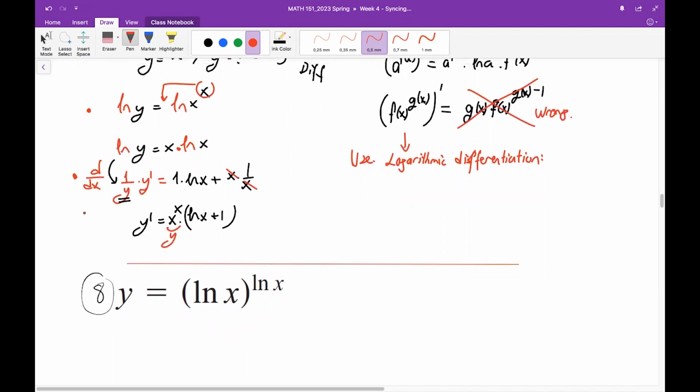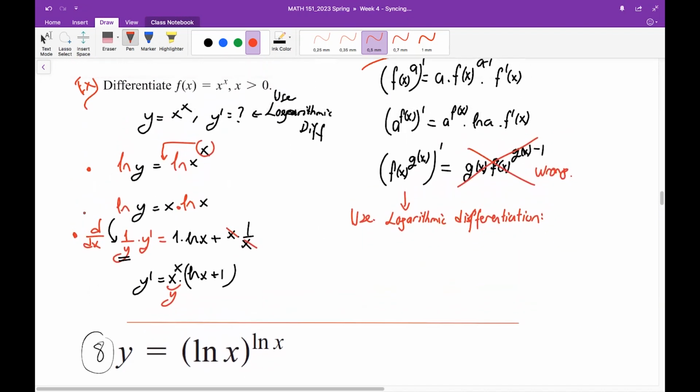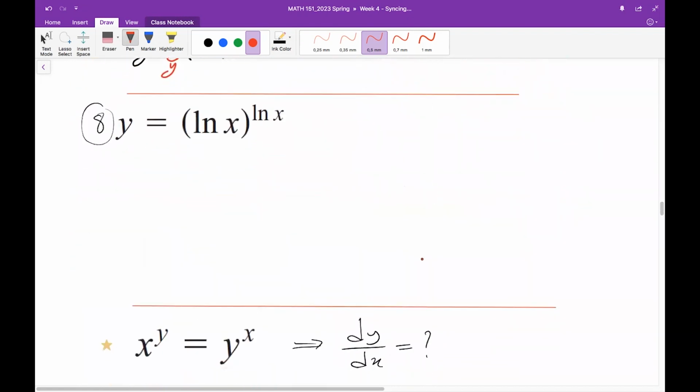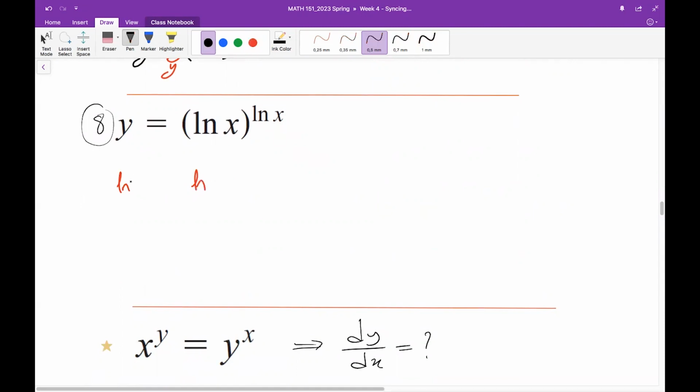Okay, let's move on if no questions on that. I think this is a very useful recall for you, summarizing lots of things. Okay, so let's move on. You see again, ln x to the power ln x. We can quickly handle this question. This is very similar to the previous one.